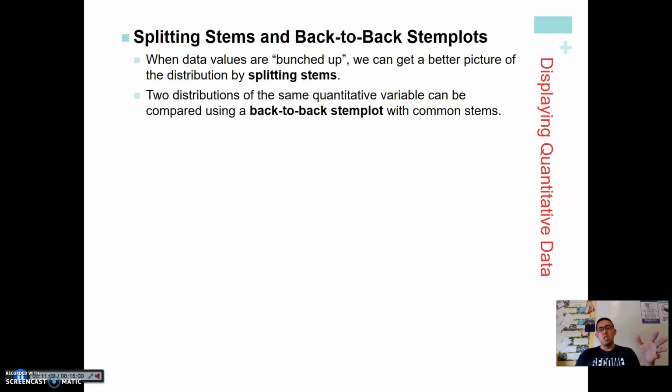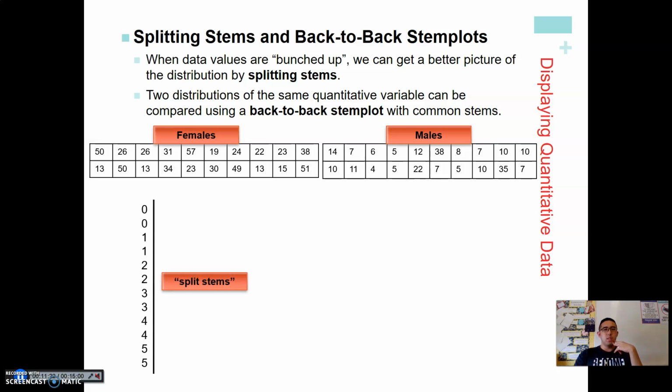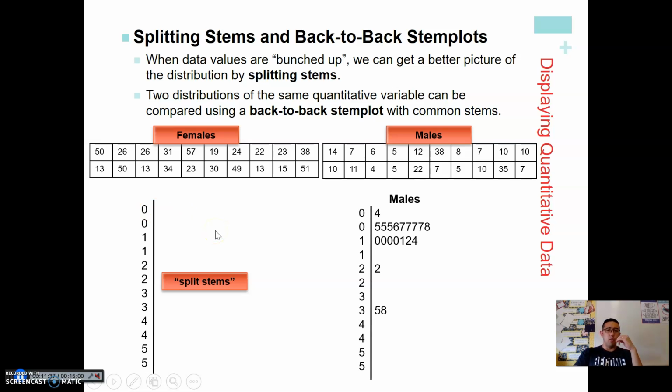Now, splitting stems, back-to-back stem plots. Let's say you ask males the same question. Split stems makes it easier to see. So in other words, 0 through, I believe, 5, and then 6 through 9 would go on the opposite stem. So for males right here, 0, 4, the person who has 4 shoes versus 5 shoes, you're going to put them in 2 different stems.